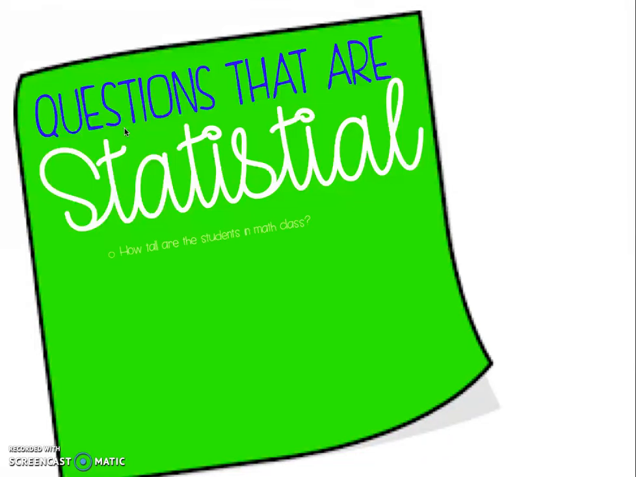And this is in the first column there underneath examples and non-examples. Some examples of statistical questions are, how tall are the students in math class? Okay, if I went around and measured everyone and took everybody's heights, I would collect a variety of answers. We would have some people that are teeny tiny and really, really short. We would have some people that are in that middle range. We would have some people that are really, really tall. But we would get a ton of different answers.